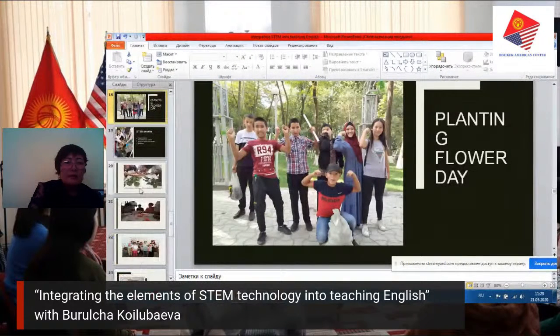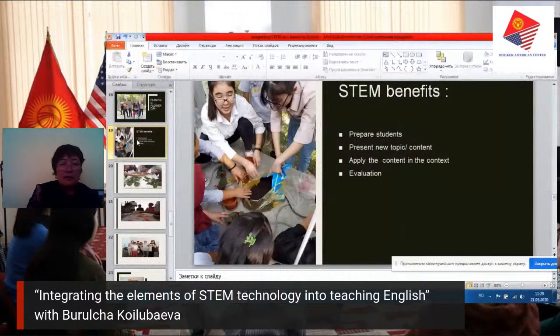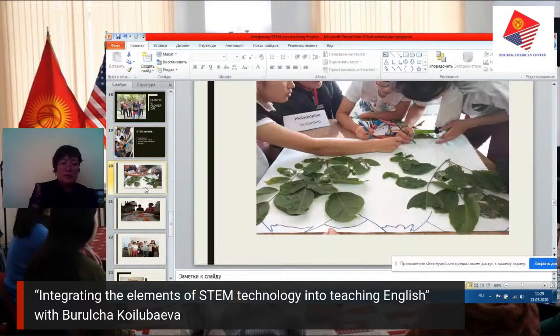Okay, the next picture, they were planting the flowers. Here the benefits of this work are to prepare students, present a new topic, apply the content to the context, and the evaluation. The other one is, okay. So the other one, if you see here, is a really interesting project we conducted with Access students.